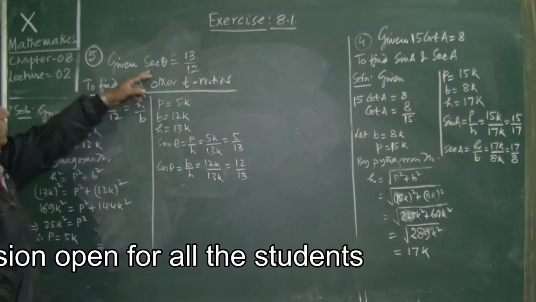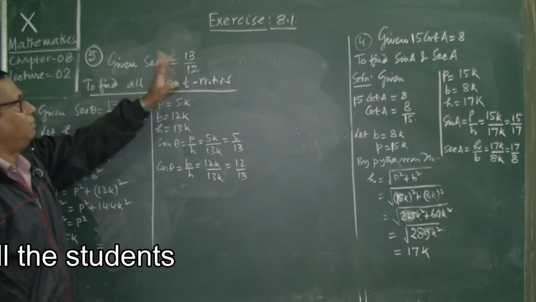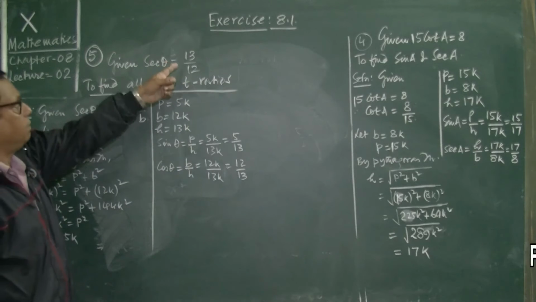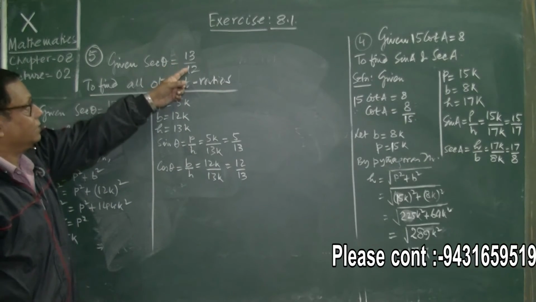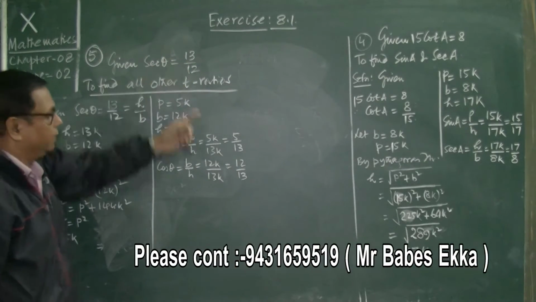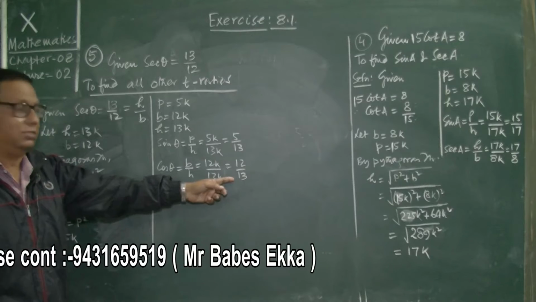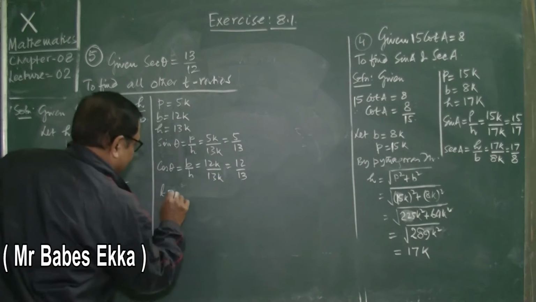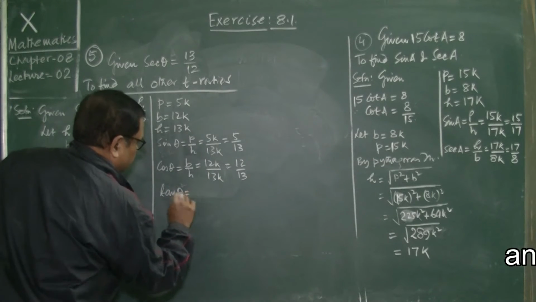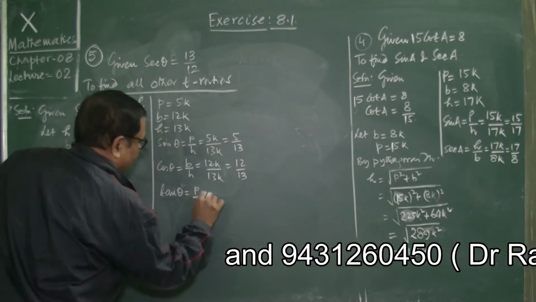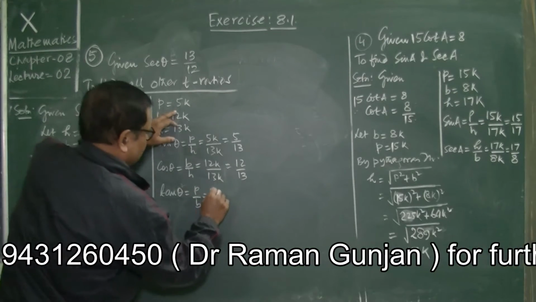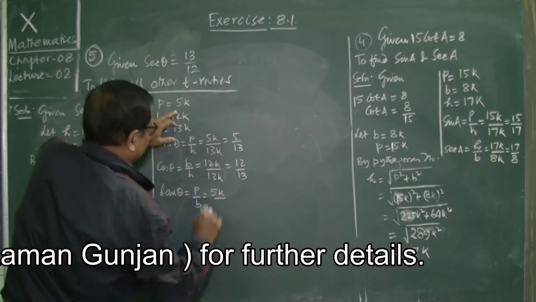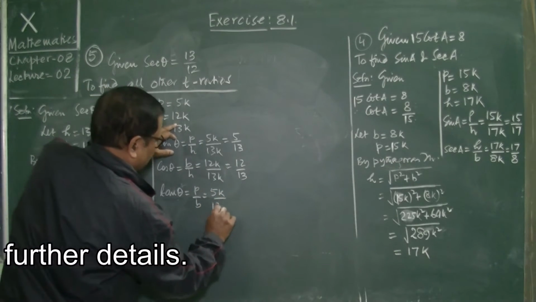One more thing, sec theta is given as 13 by 12. Cos is the reciprocal of sec. If sec theta is 13 by 12, cos theta must be 12 by 13. Now tan theta equals P by B. Now what is P? P is 5K. And what is B over here? It is 12K.